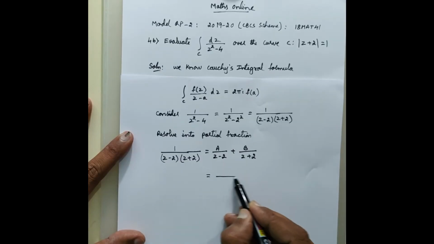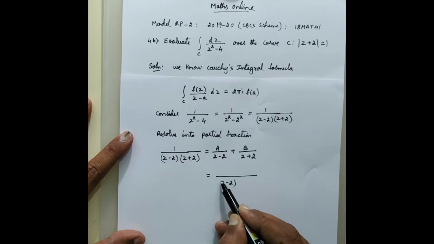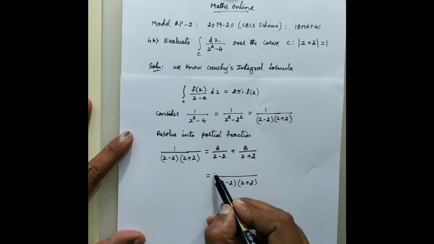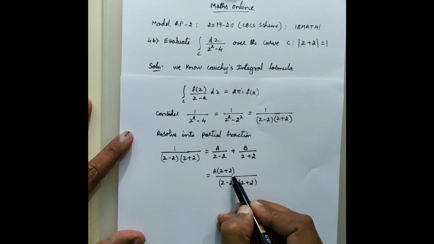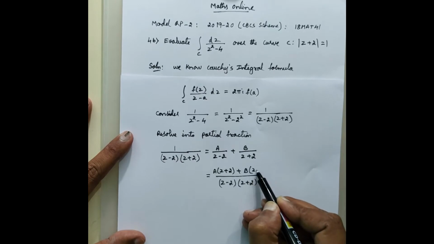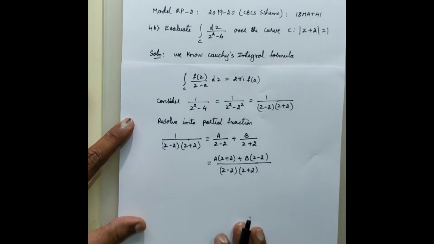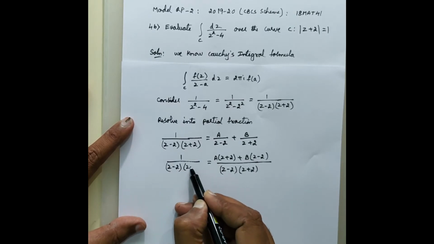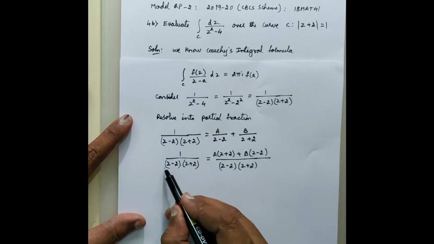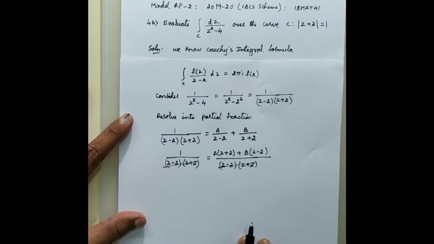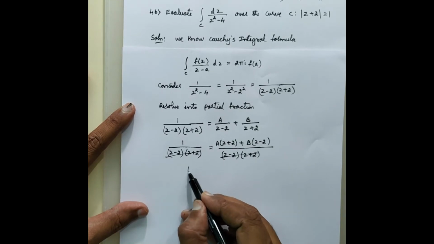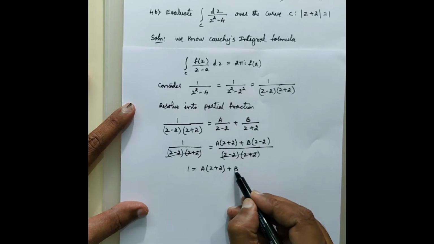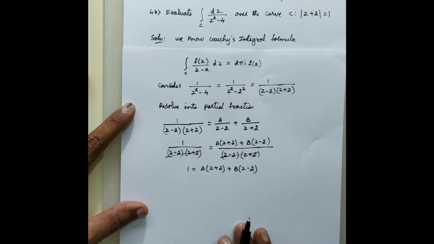So let us take the LCM. LCM over here is z minus 2 into z plus 2. Just cross multiply that value. You will be getting a times of z plus 2 plus b times of z minus 2. Our left hand side you can write as it is, so the denominators will cancel out, and you will be left with 1 is equal to a times of z plus 2 plus b times of z minus 2.